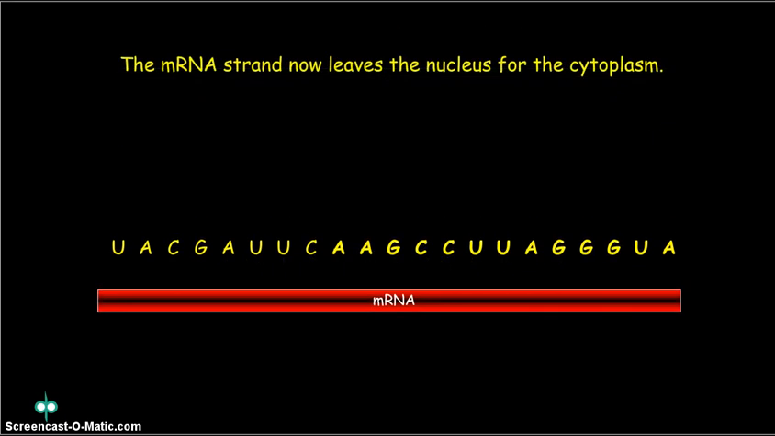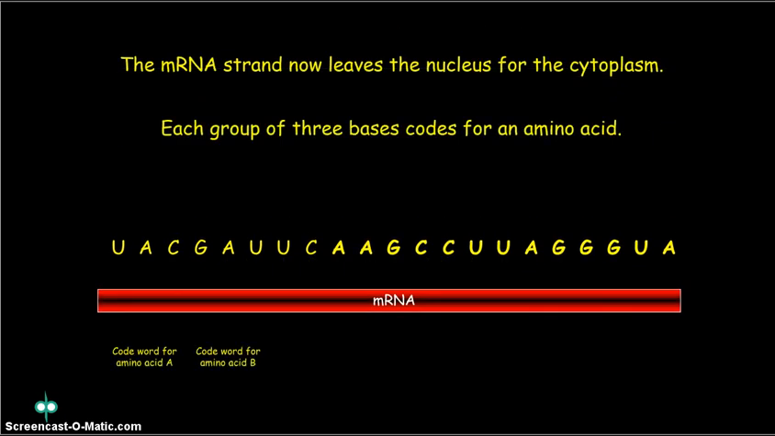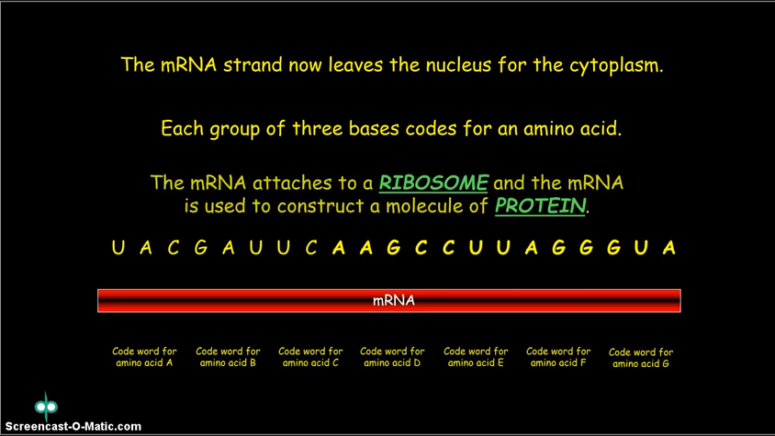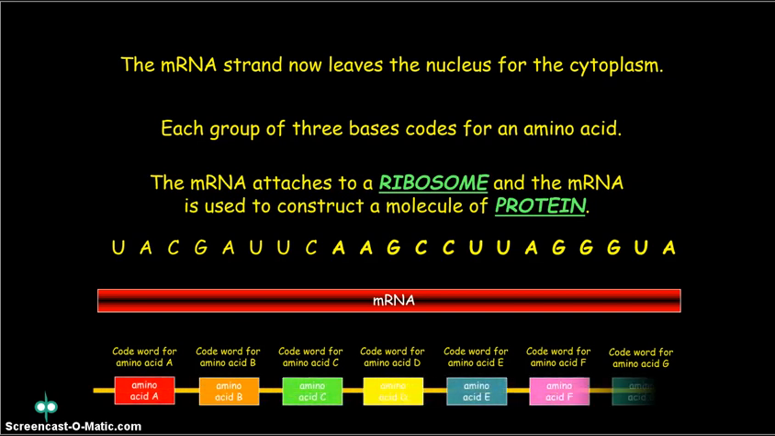This messenger RNA now leaves the nucleus for the cytoplasm. As we have already ascertained, each group of 3 bases on the mRNA codes for a single amino acid. The mRNA attaches to a ribosome, and the mRNA is used to construct a molecule of protein.